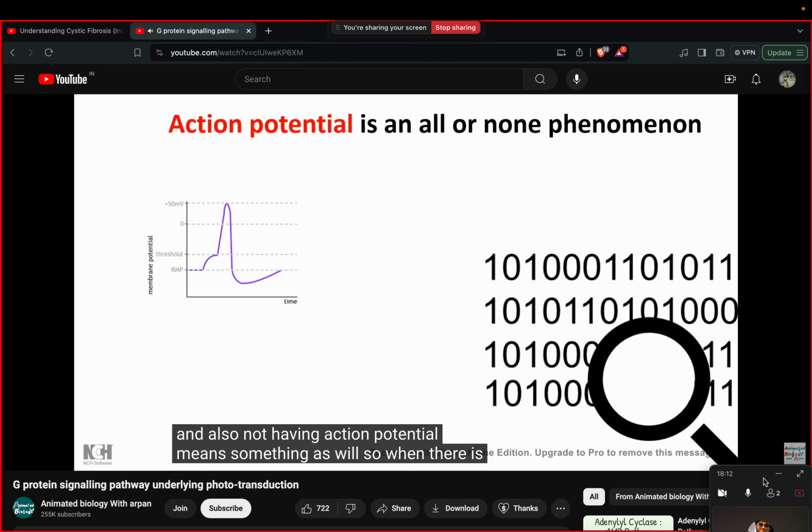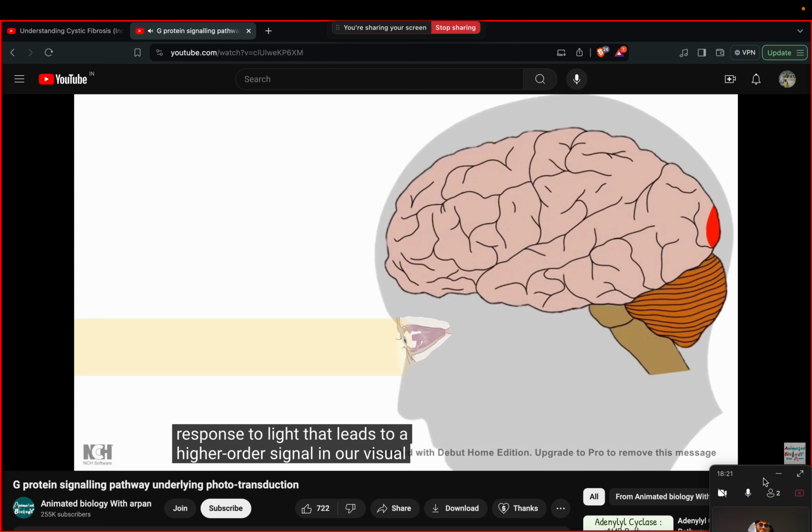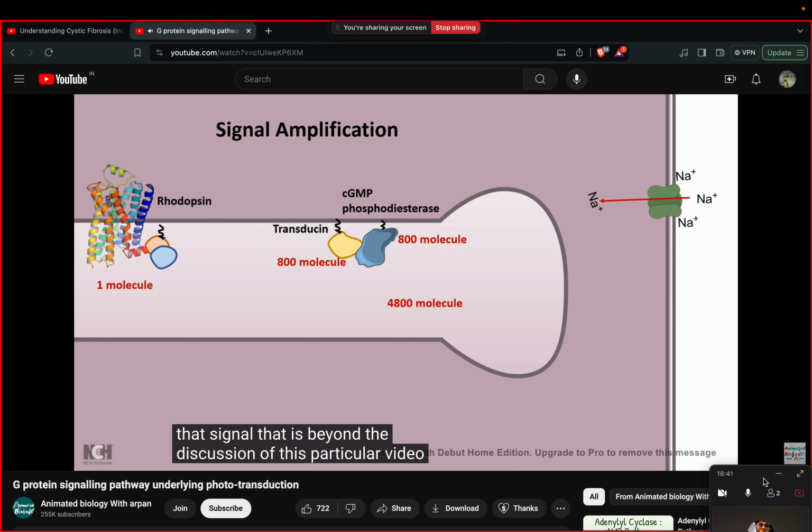So when there is a suppression of the activity in response to light, that leads to a higher order signal in our visual cortex, which is located at the backside of our brain, and that is processed by higher order brain centers, and that's how our visual perception is created in the visual cortex. But how the visual cortex processes or decodes that signal is beyond the discussion of this particular video.